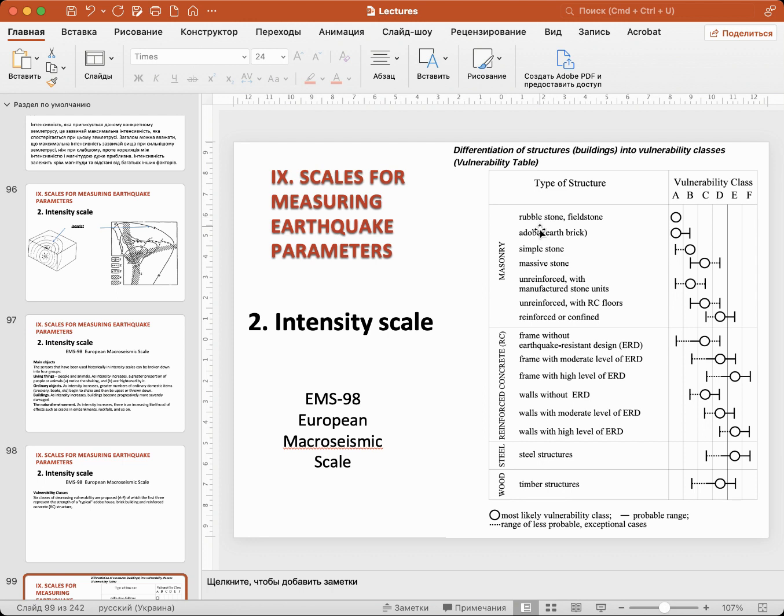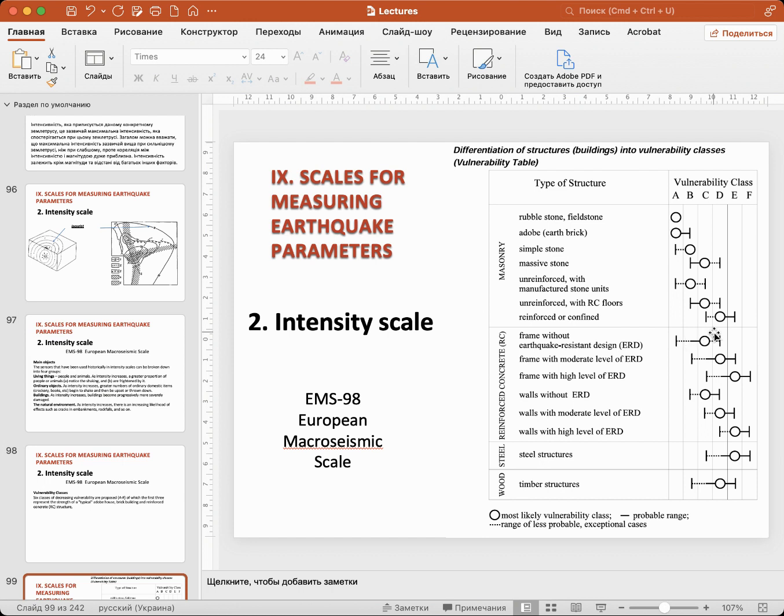Same situation we have with reinforced concrete structures. For example, when we talk about frame without earthquake resistant design, it can get vulnerability class C, or in some cases even A, and in some cases it can get D.